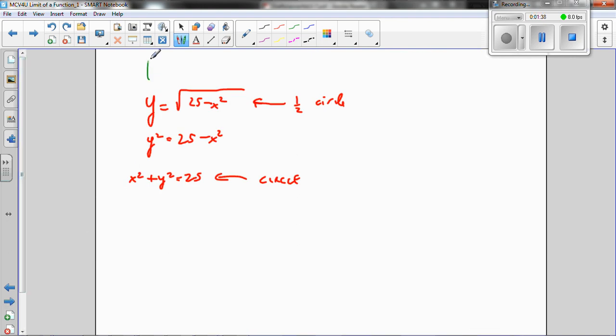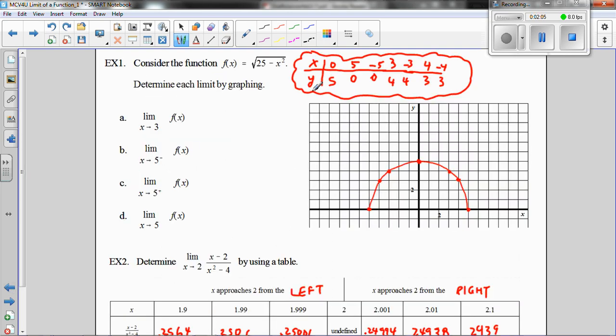Remember, if this is f of x equals this, f is the same as the y value, and if I square both sides, then move the x squared to the other side, this is the equation of a circle like we saw in grade 10. In grade 10, we saw circles that look like that. And so this is the equation of a half circle. Now, I wouldn't have expected you to remember that. There's the table of values.